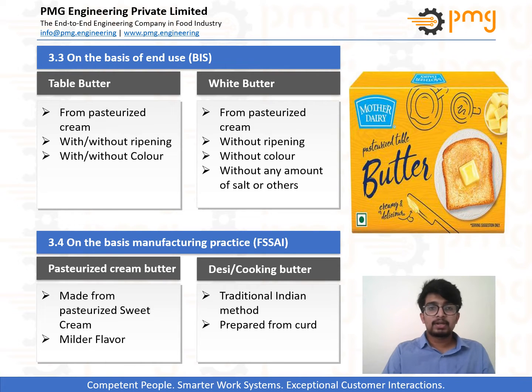It is classified into pasteurized cream butter and desi or cooking butter. Pasteurized cream butter is prepared from the cream directly after pasteurization without ripening. And the desi butter is prepared in traditional methods and the cream used for the manufacturing of desi or cooking butter may be ripened.